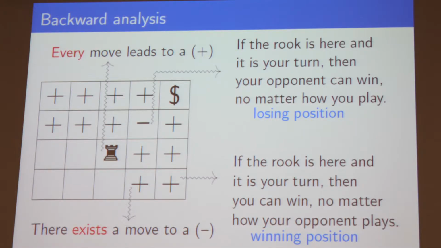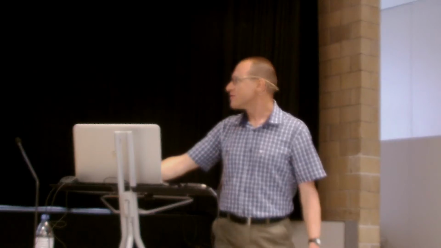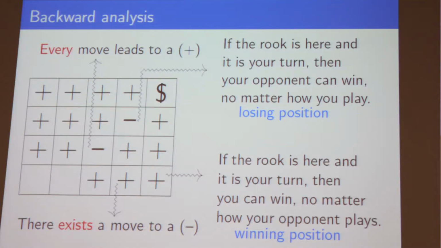Indeed, because why are they going to lose? Because no matter where he goes, he always ends up on a plus. Exactly. No matter where they go, the rook will hit a plus, and your opponent will be at a winning position. You put your opponent at a really favorable, really nice position. So here, every move leads to a plus. No matter what move you make, you will bring the rook to a plus, and your opponent can win. Therefore, this is a losing position.